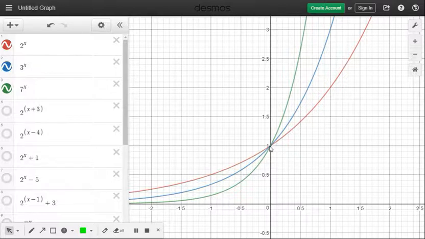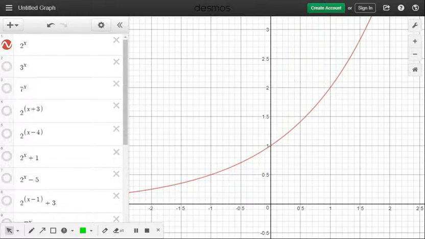Now, how do we get that? Well, if x is 0, and you plug 0 into x, it means 2 to the 0 power. So 2 to the 0 power is 1. Same thing with 3 to the 0 power, also 1. 7 to the 0 power, also 1. So anything to the 0 power will equal 1.